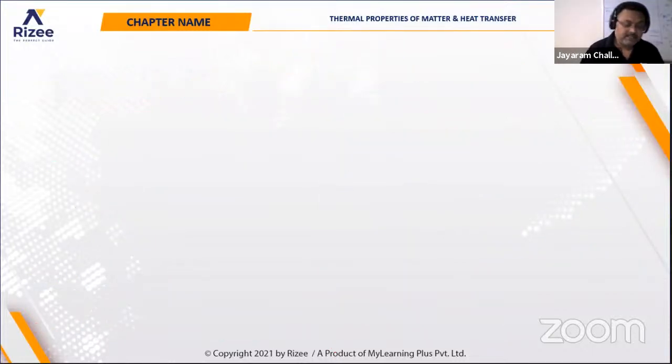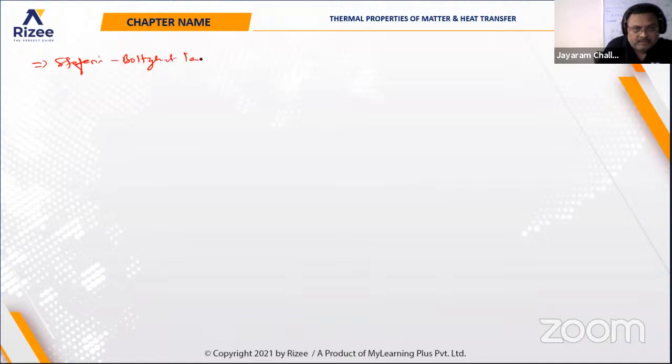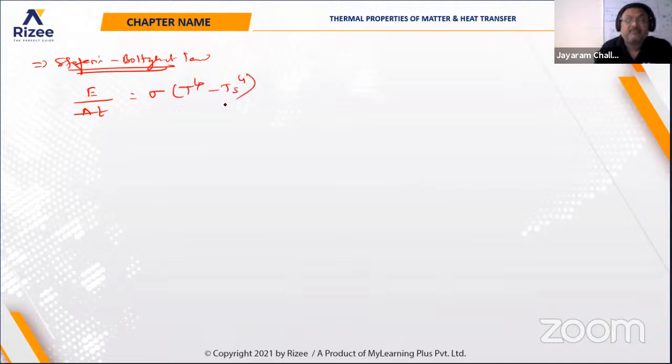For this particular Stefan's law, Boltzmann has made a small variation. So that is called Stefan-Boltzmann's law. According to the Stefan-Boltzmann law, the rate of cooling or the decrease in the temperature of the body depends not only upon the body temperature but also on the surrounding temperature, that is E by A into t is equal to sigma times T to the power of 4 minus Ts to the power of 4.